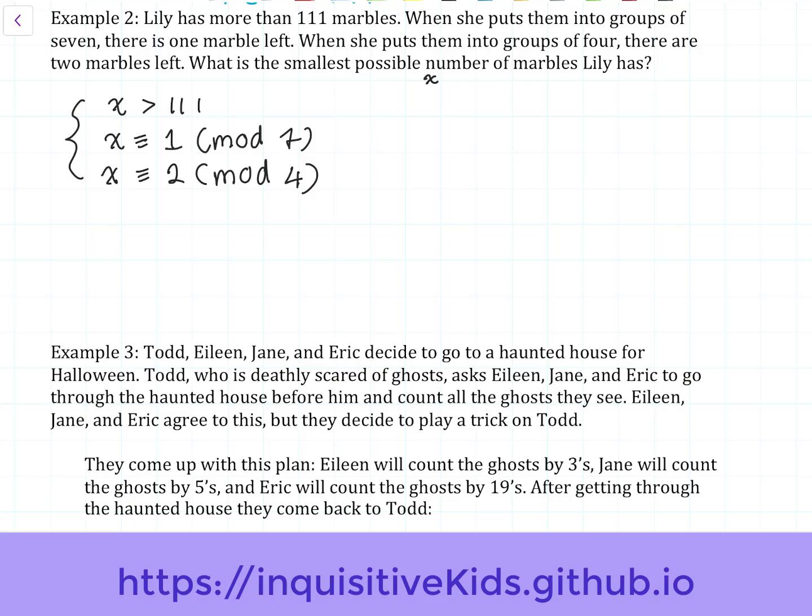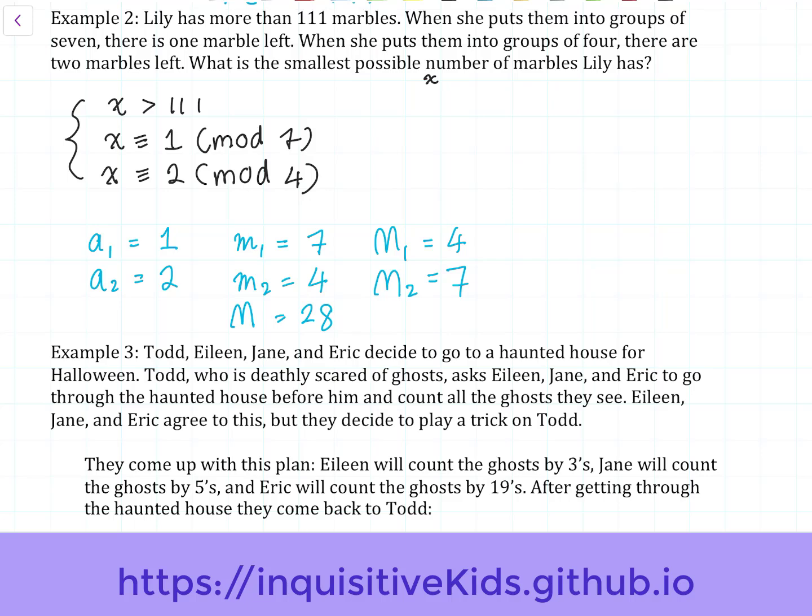Well, we always start off by identifying our values. A1 is equal to 1, A2 is equal to 2, small m1 is equal to 7, and small m2 is equal to 4, meaning that big M is equal to the product of 7 and 4, which is 28. So this also consequently gives us big M1 is equal to 4, and big M2 is equal to 7.